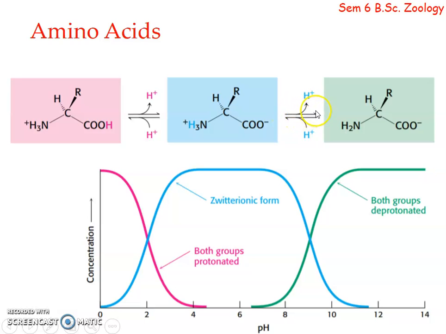On the other hand, you can see the arrow on the top. What happens here? When hydrogen ions are removed, it is a basic condition. The NH3 plus gives off the hydrogen, and COO minus remains the same. So as it becomes more and more basic, the COOH gives away the hydrogen ions readily. Both groups become deprotonated, so it becomes negatively charged. So the ionization state changes with the change in the pH. So this is what happens.